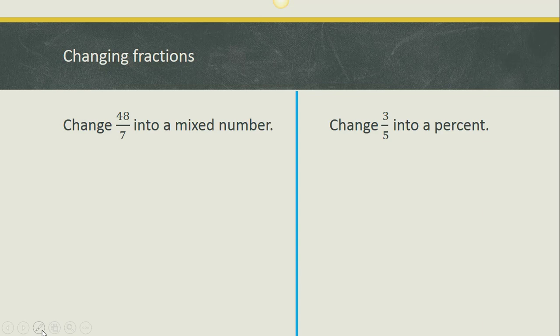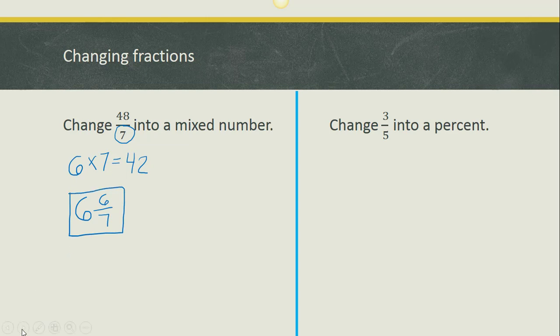First problem we have is change 48 over 7 into a mixed number. So when we look at these problems, we think, okay, well, how many times does 7 go into 48? We know 7 times 7 is 49, so that's a little too much. But 6 times 7 is 42. So 7 goes into 48 6 times. And how much is left over? Well, 48 minus 42 is 6. We keep the denominator of 7. And your mixed number is 6 and 6/7.